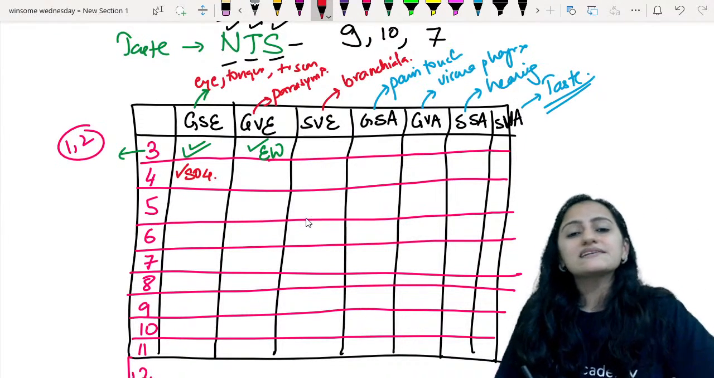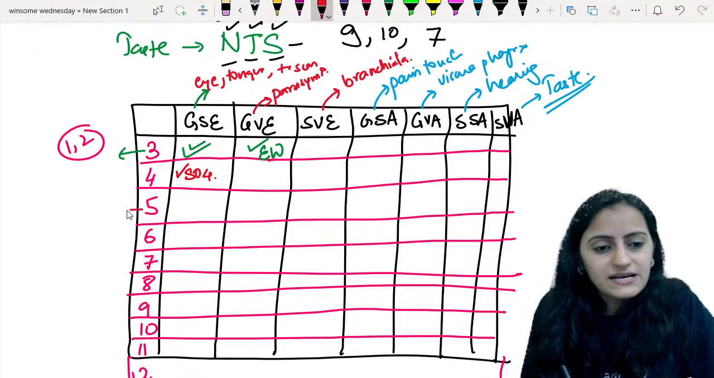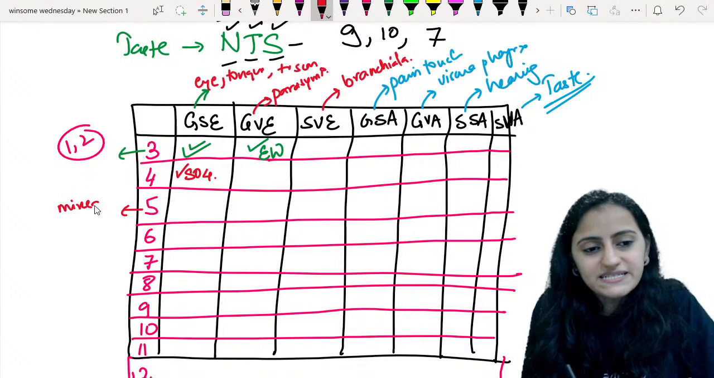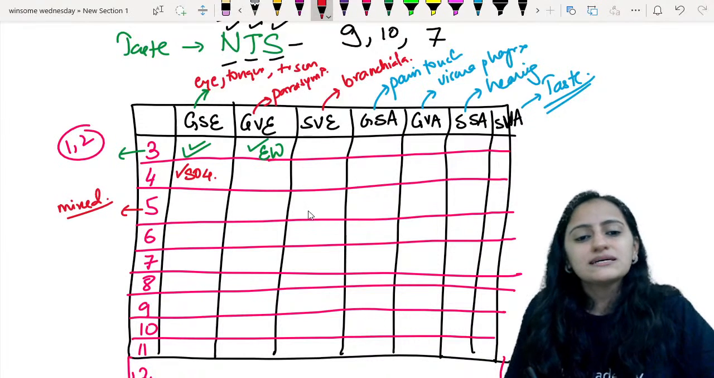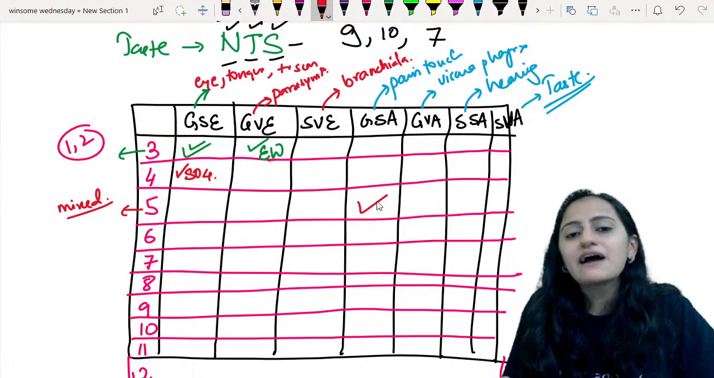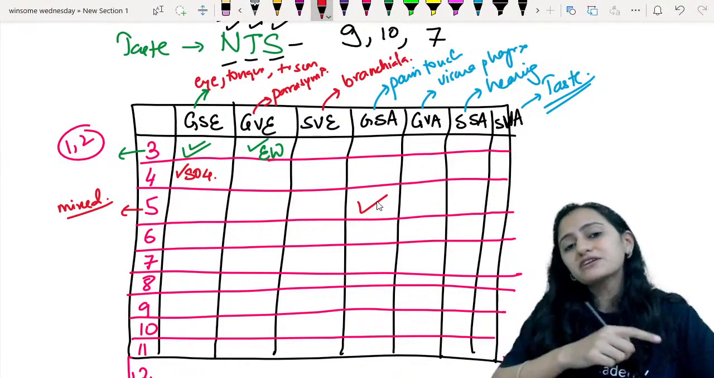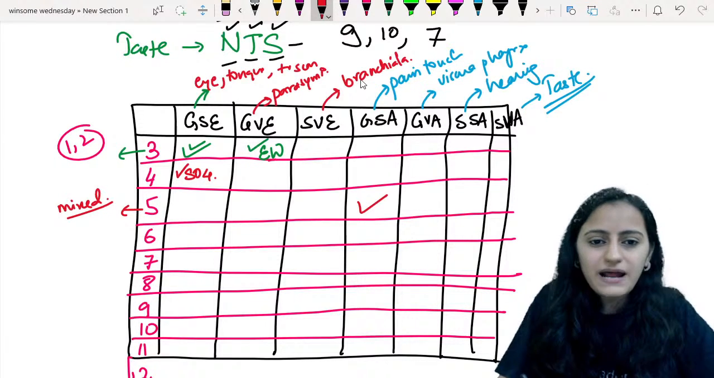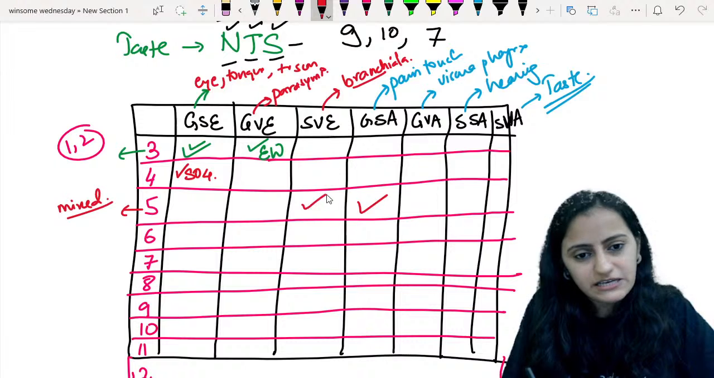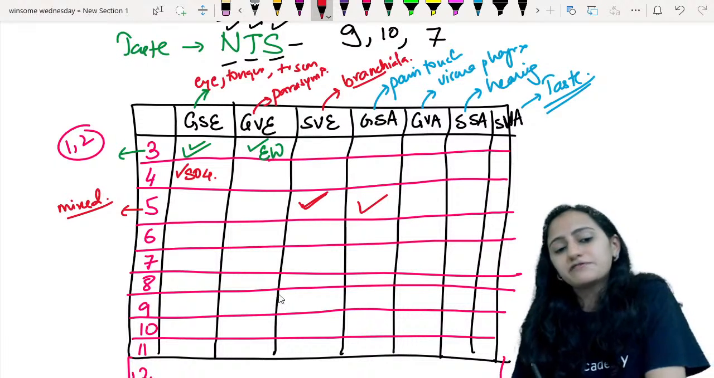What will the cranial nerve 5 carry? Cranial nerve 5 is your mixed cranial nerve. It carries the general sensations, so general somatic afferent. It is also efferent. It supplies the muscles of the first branchial arch. Branchial arch is your special visceral efferent, right? It's your special visceral efferent.